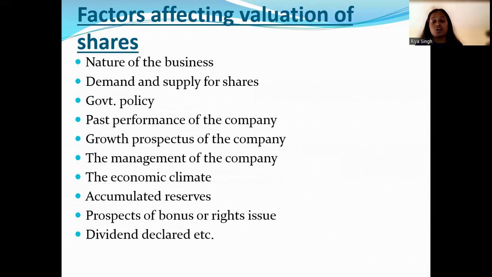Next is the demand and supply for the share. As we know, the price of anything is fixed on the demand and supply of that particular thing in the market. So this also affects the valuation of the share. Next is government policy. If government policy is very liberal and friendly with the corporate sector, the value of the share could be high. If there is a very strict policy regarding companies, there could be an impact on the value of the share, and it could go down. So government policy also has a big impact.